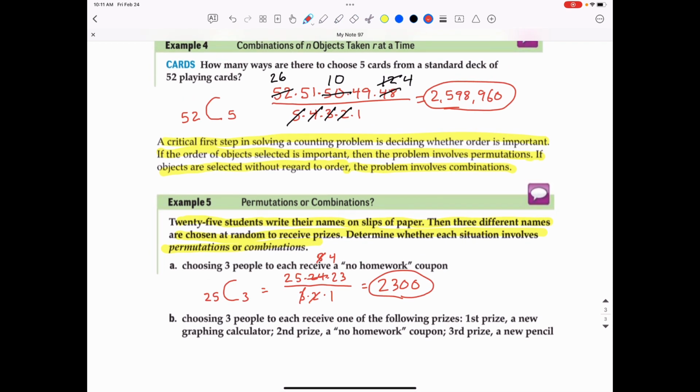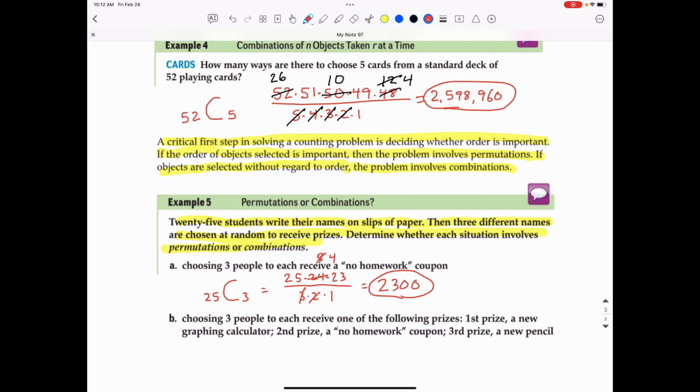Part B, choosing 3 people to receive 1 of each of the following prizes. First prize gets a new graphing calculator. Second prize gets the no homework coupon, and third prize gets a new pencil. This time the order matters because there's a big difference between getting a graphing calculator and a pencil. So this is going to be a permutation.